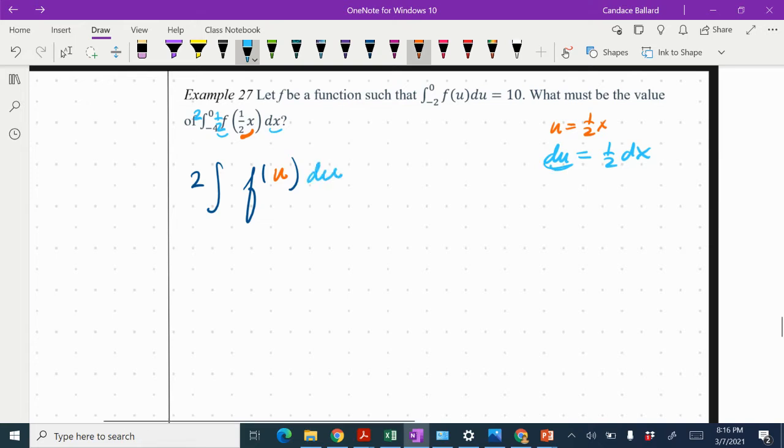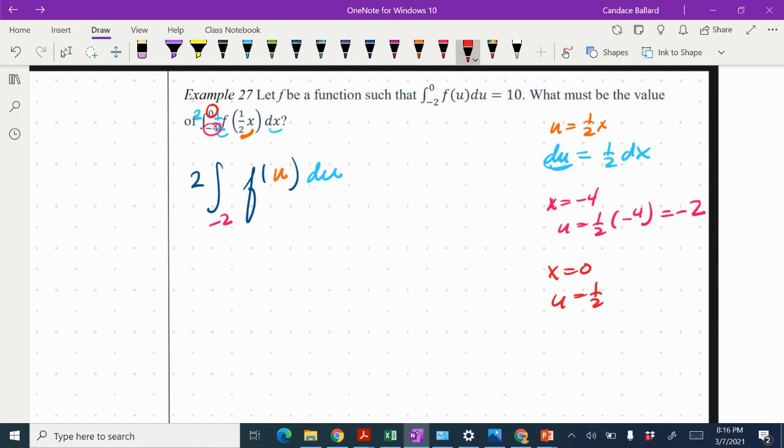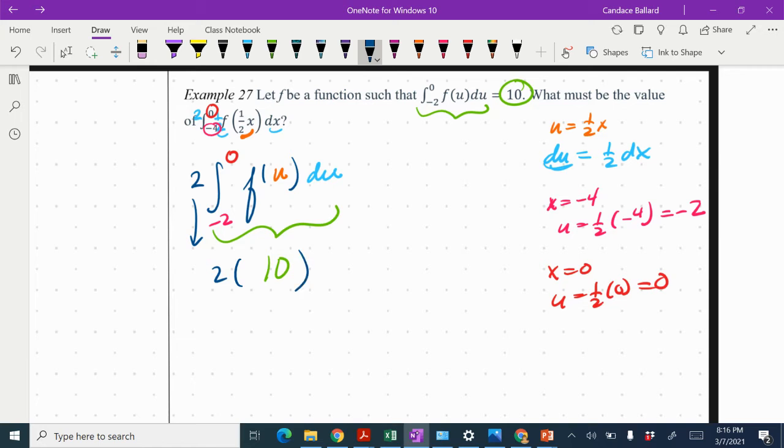And then I know I need to change my bounds. So for my lower bound, for x equal to -4, I'm going to plug in. I get u equals 1/2 times -4, which is going to be -2. And then I'm going to plug in my 0. So for x equal to 0, I've got u equal to 1/2 times 0, or just 0. And I happen to notice that this is the same as this, so I know that it's equivalent to 10, and I can substitute a 10 in and just drop this 2 down. So what do you know? I'm evaluating actually what it equals. It's actually equal to 20.